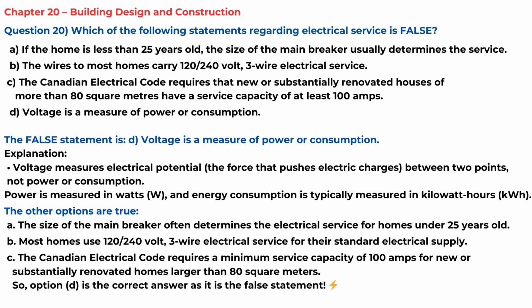A. The size of the main breaker often determines the electrical service for homes under 25 years old. B. Most homes use 120-240 volt, 3-wire electrical service for their standard electrical supply. C. The Canadian Electrical Code requires a minimum service capacity of 100 amps for new or substantially renovated homes larger than 80 square meters. So, option D is the correct answer, as it is the false statement.